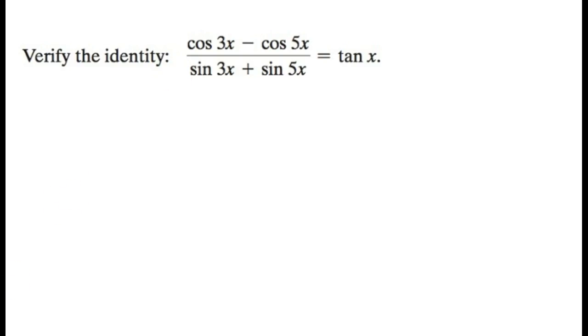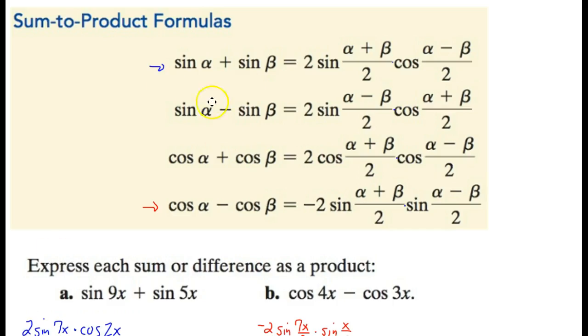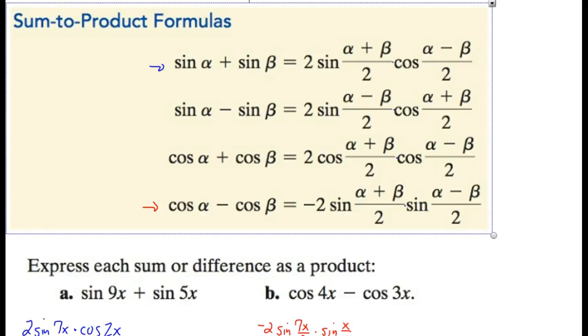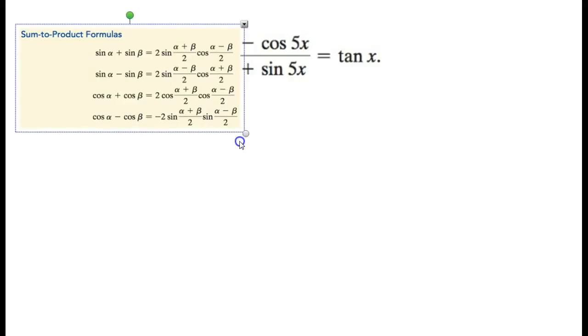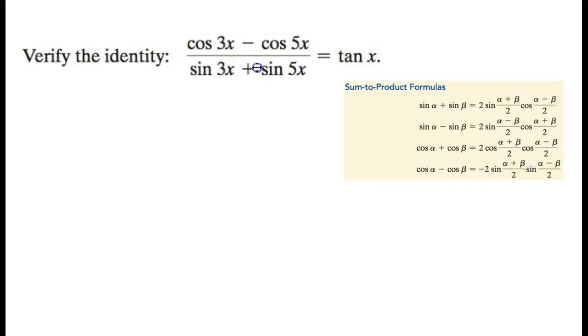Alright, let's use one to verify the identity. So I've got subtraction of cosine and addition of sine in the top and bottom, and they have different inputs. So that tells me that I'm going to use the sum to product formulas. I'm going to grab those and bring it over here to this other side so we can see which ones we're going to use. Let me shrink this down a little.